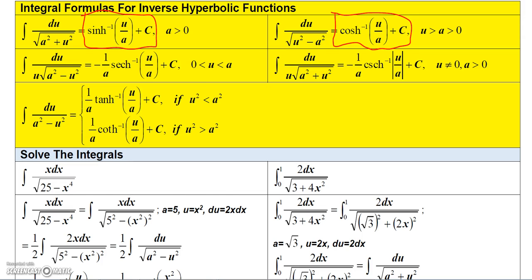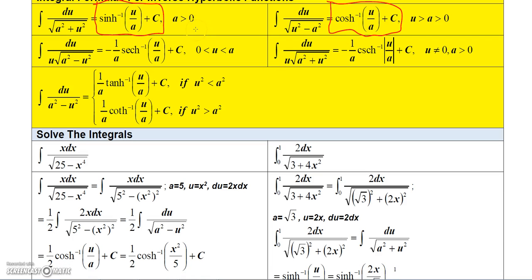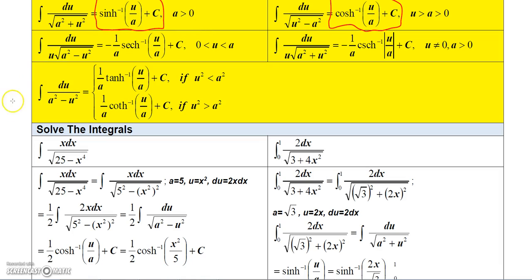Okay, let me make this a little bit smaller so we can see formulas that we're going to use here. Okay, so here I have x dx over the square root of 25 minus x to the 4th. Okay, well, I know that 25 is 5 squared, so I could say that's a squared. And I know that if I square x squared, I get x to the 4th. So I could say that's u squared. So u could be x squared. So this is 5 squared minus x squared squared. So a would be 5, and then u would be x squared.